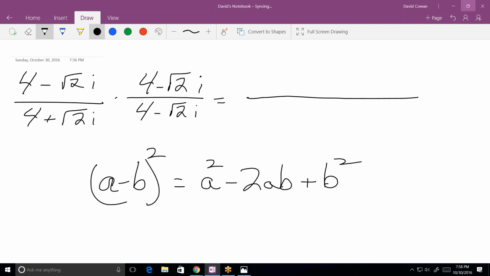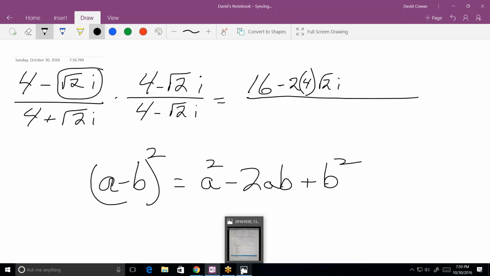So a is 4, so a squared is 16. What's 2ab? Let's write it out. What's a? 4. And then b would be the square root of 2i. That's b. And then the last term is b squared. What's the square root of 2i times the square root of 2i?